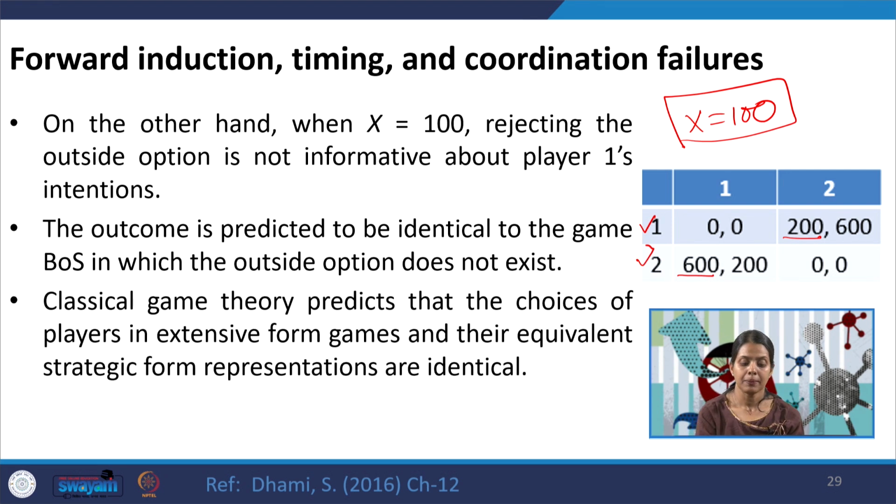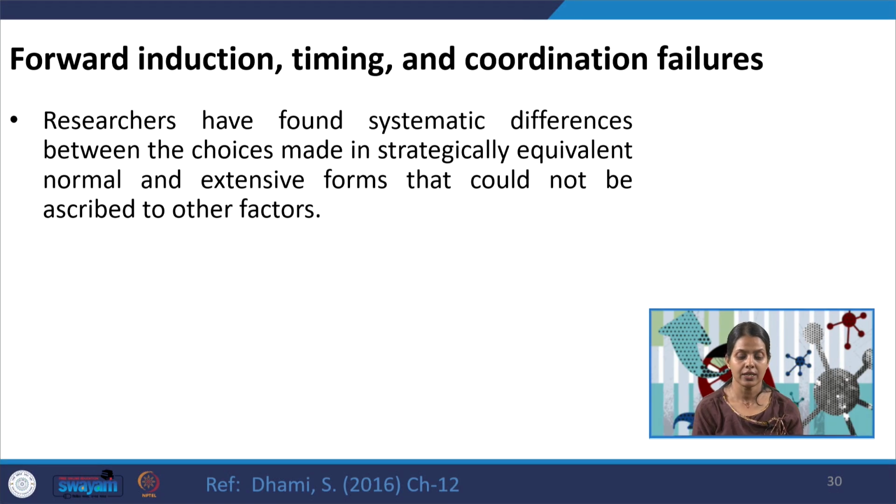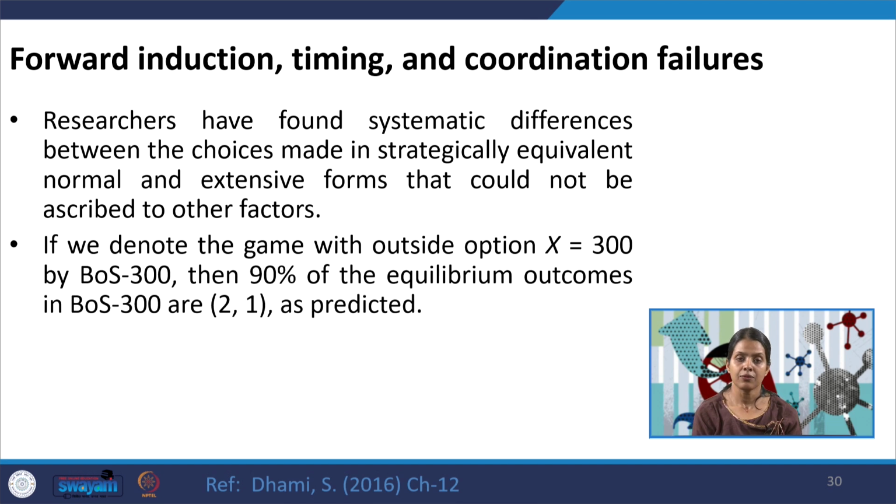Classical game theory predicts that the choices of players in extensive form games and the equivalent strategic form representations are identical. We have already discussed that. They do not believe in any kind of framing effect in any context. However, empirical evidence does not support this prediction. Researchers have found systematic differences between the choices made in strategically equivalent normal and extensive forms that could not be ascribed to other factors. If we denote the game with outside option x equals to 300 by BOS 300.